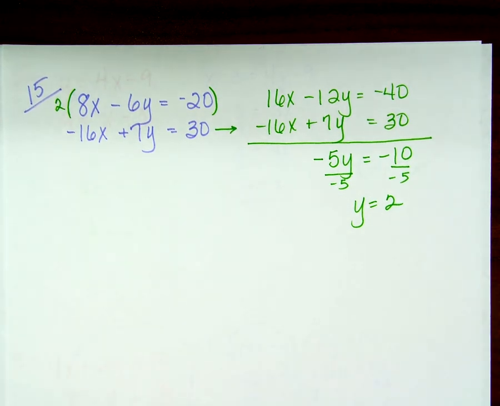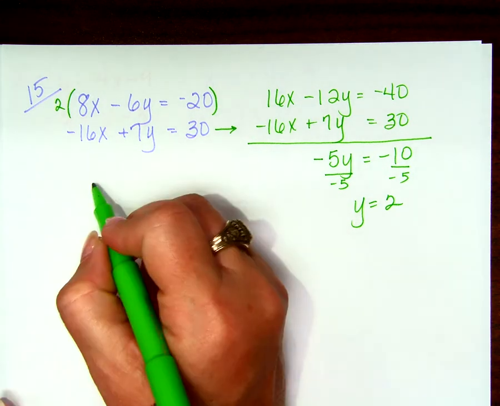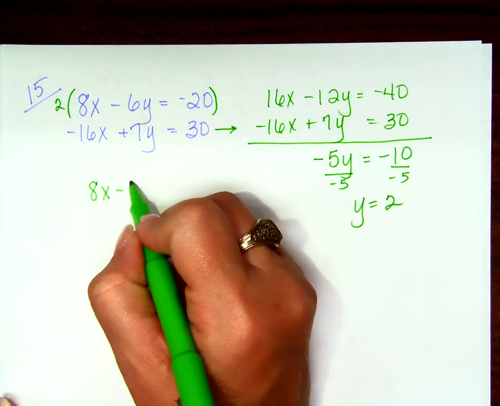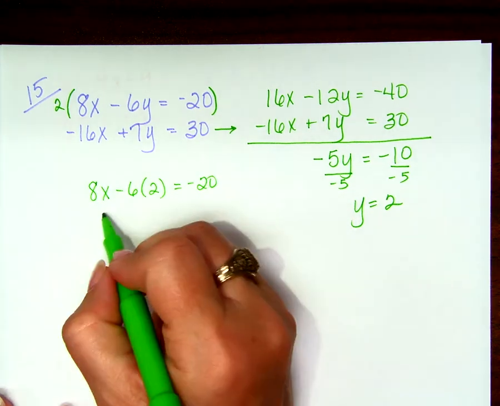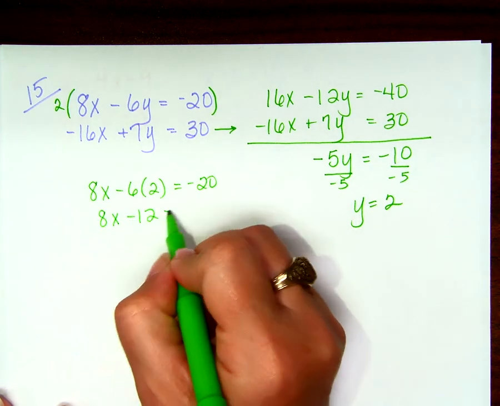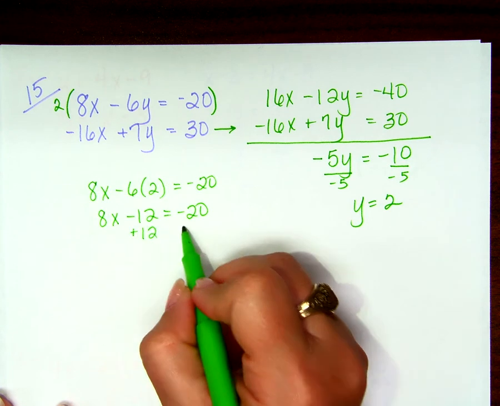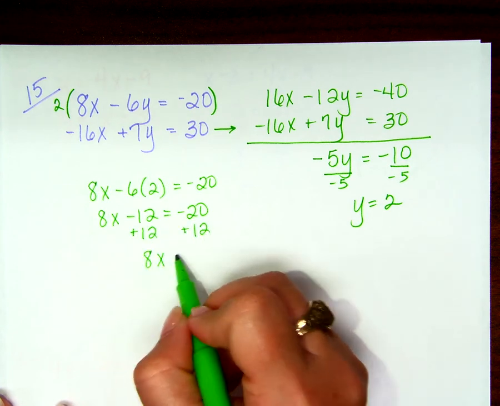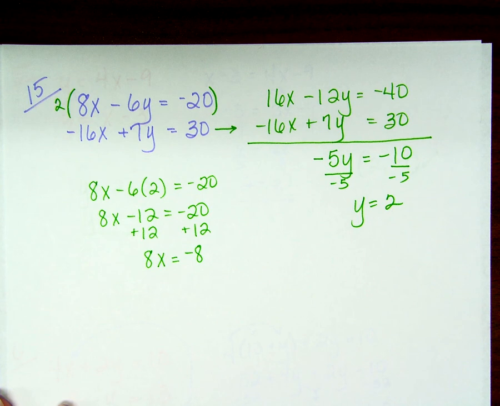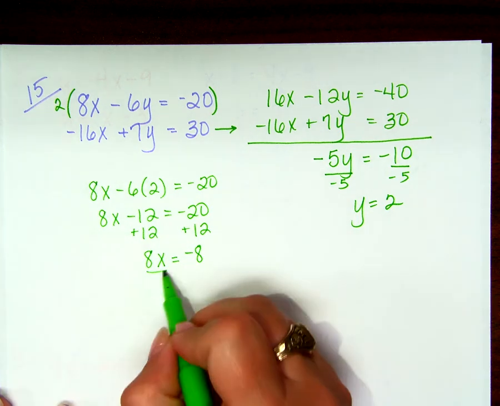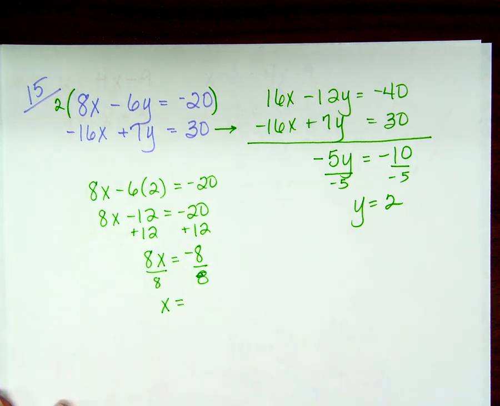Why would you choose the top? It's smaller. Yeah. Does it matter which one we choose? No. So if I choose the top, I'm going to say 8x minus 6 times 2 equals negative 20. So 8x minus 12 equals negative 20. If I add 12 to both sides to solve, I get 8x equals negative 8. Then to solve for x, what do I do? X equals what? Negative 1.